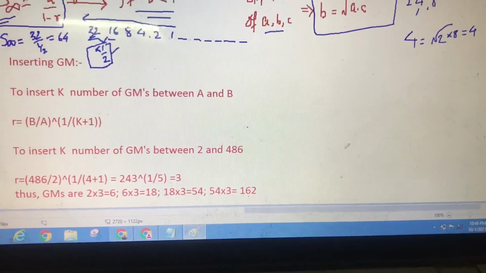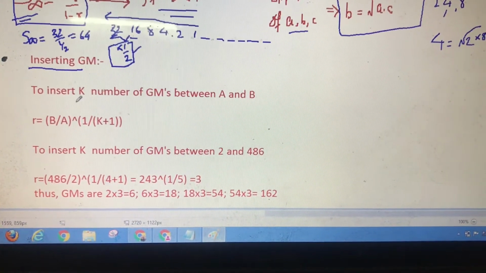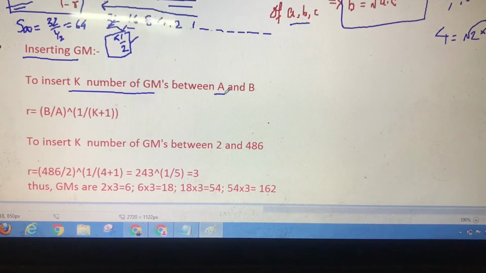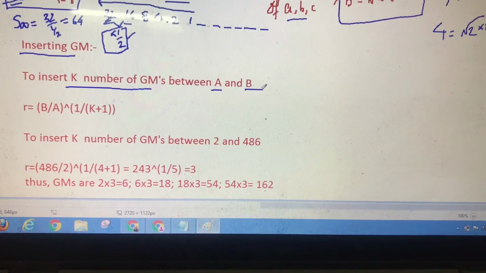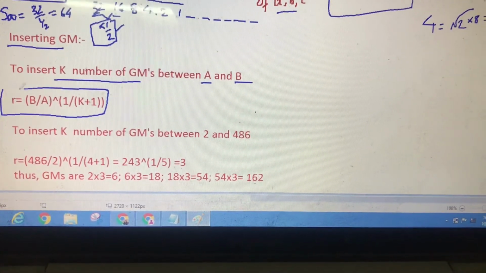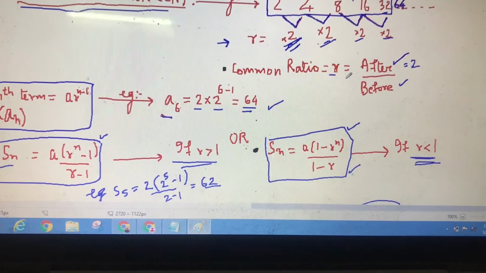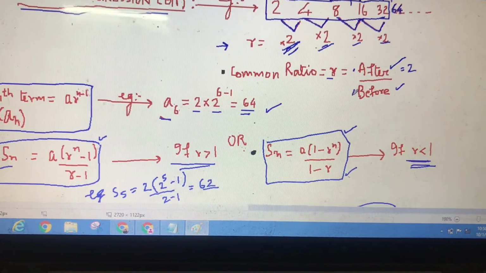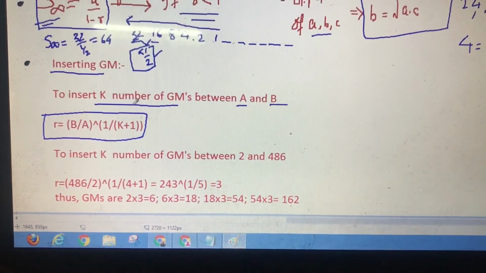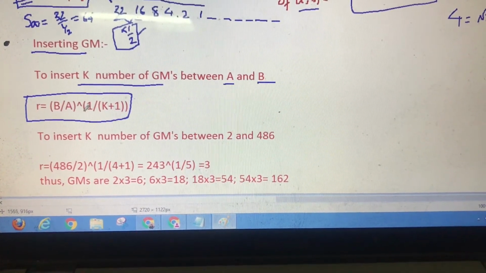Last concept, inserting geometric means. Now suppose we want to insert k number of geometric means between two terms, the first term of the geometric progression a and the last term of the geometric progression b. So for that, the formula for common ratio: otherwise, what is the common ratio? In the simple case of a geometric progression, the common ratio is equal to the after term divided by the before term. But in this case, when we have to insert k number of geometric means, the common ratio is equal to b upon a raised to power 1 upon k plus 1.